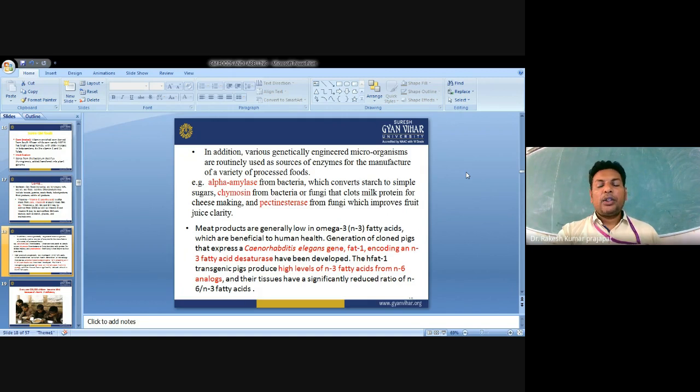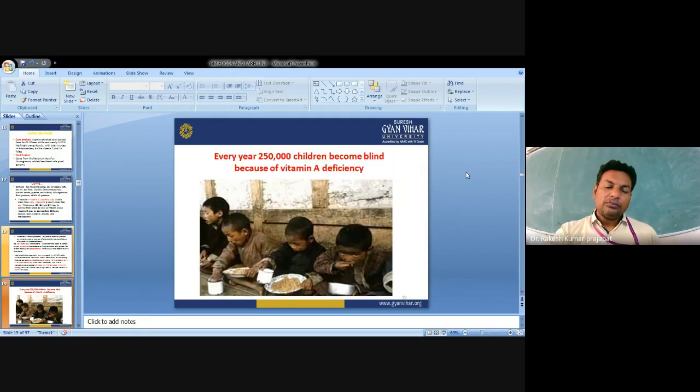Meat products are generally low in omega-3 fatty acids, which are beneficial to human health. Cloned pigs that express the Caenorhabditis elegans FAT1 gene, which encodes omega-3 fatty acid desaturase, have been developed. The FAT1 transgenic pigs produce high levels of N3 fatty acids from N6 analogs, and their tissues have a significantly reduced ratio of N6 to N3 fatty acids.